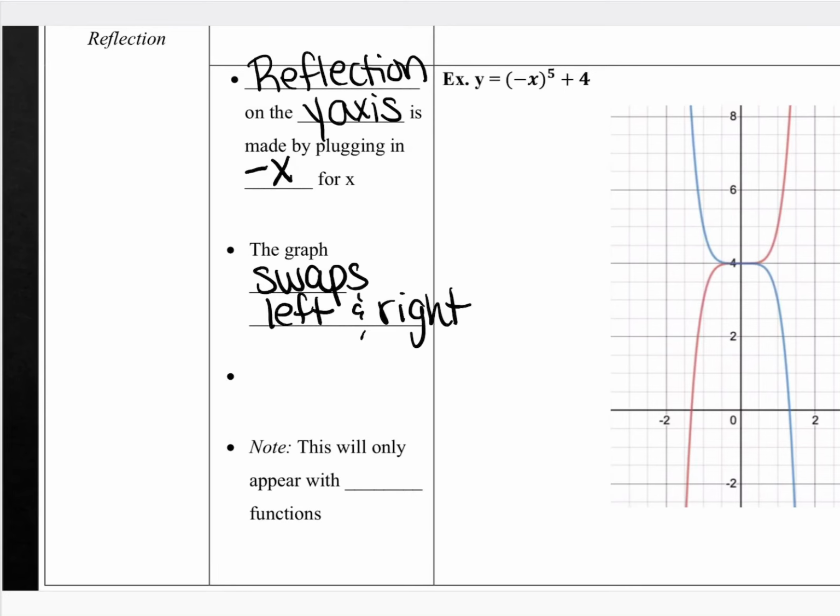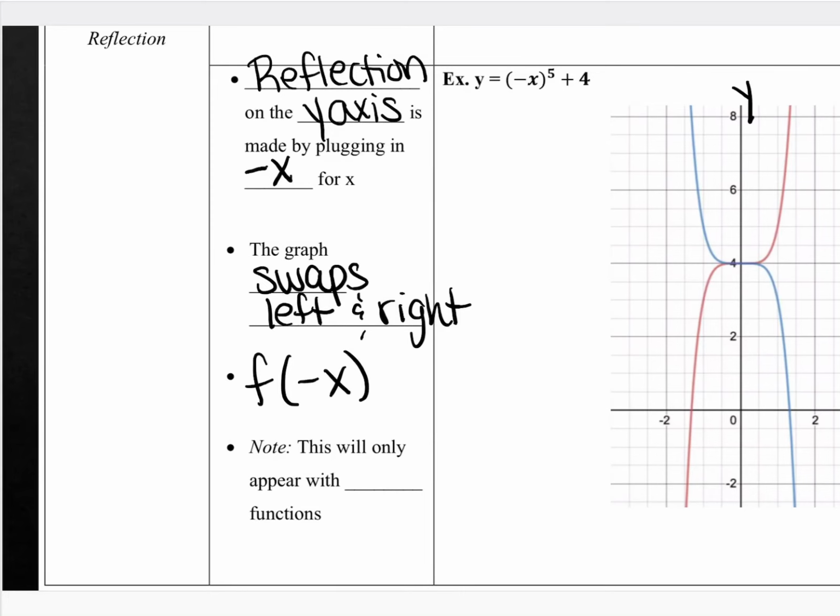So here we have a function and it's raised to the 5th power. So our parent function is in red, and see how it's literally swapping left and right. So we're reflecting over this y-axis here. So what we're doing with our function is instead of f of x, we're basically plugging in negative x every time we see an x.